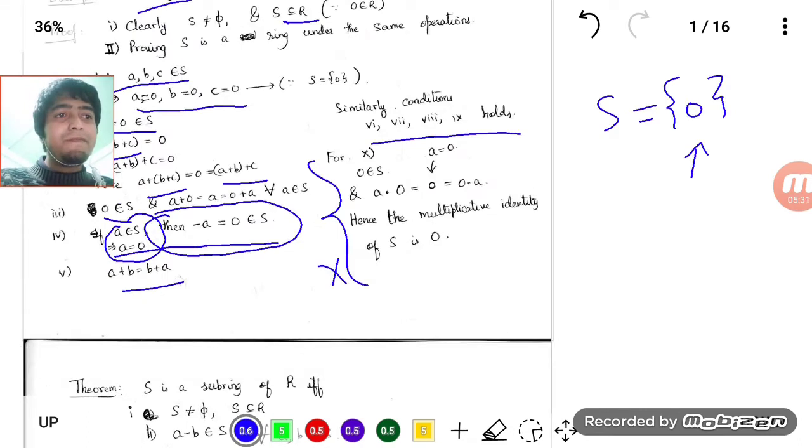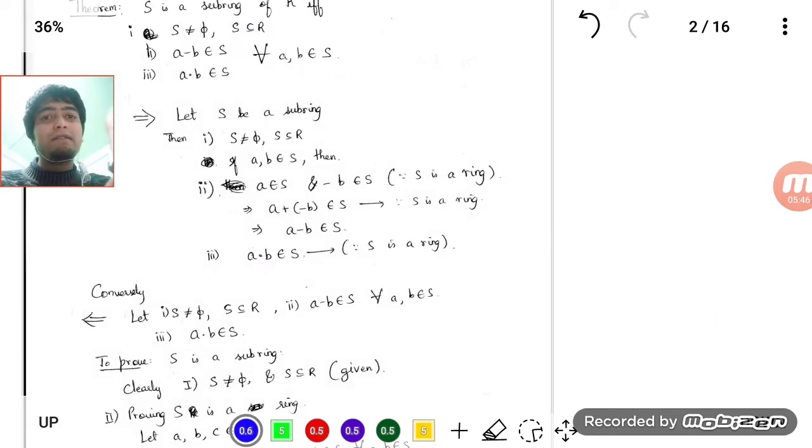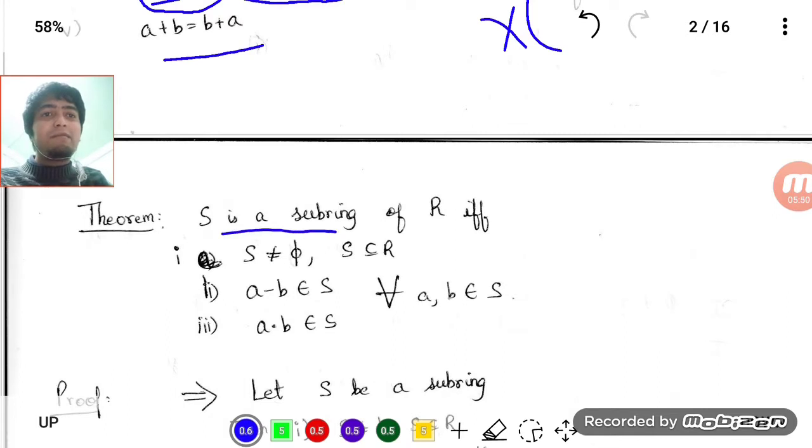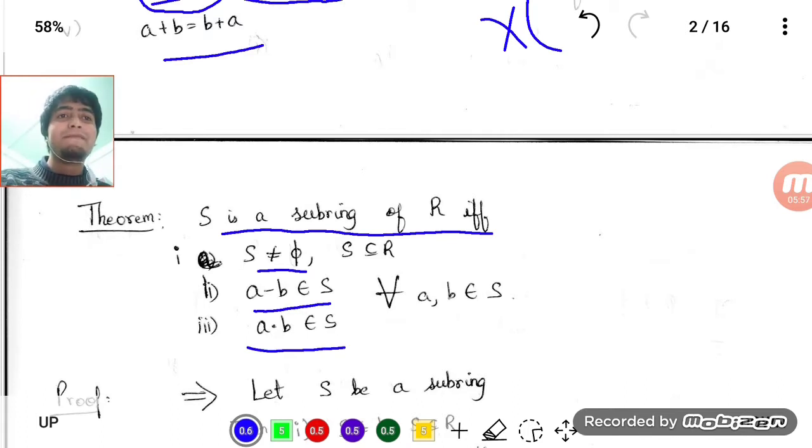Okay, so if you have to prove that something is a subring, you need to prove so many conditions, right? 10 conditions in condition 2 only. So that is why we have this theorem that will help simplify things. Let's see. This is the theorem. S is a subring of R if and only if, instead of 10 conditions, we only have the 3 conditions.